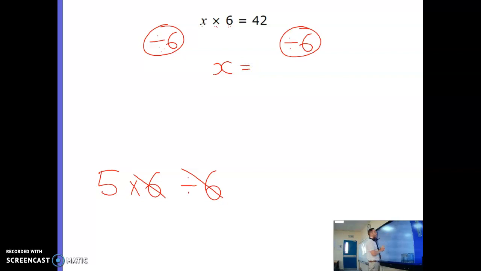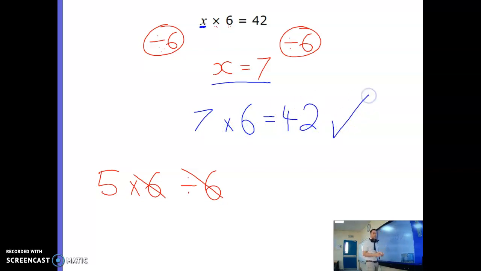42 divided by 6 is 7. And let's check if that worked. We'll substitute x equals 7 back in here. Does 7 times 6 equal 42? Yes, it does. We are correct. x equals 7. So this inverse operations thing gets us to just x on one side of the equation. And that's another important concept. Solving equations is all about getting letters on their own on one side.